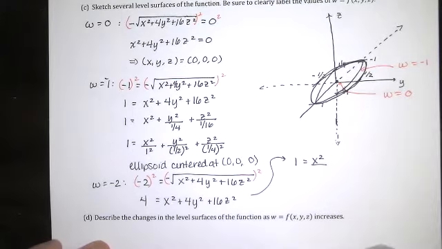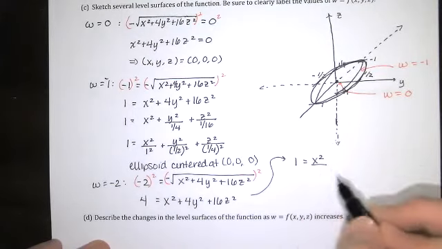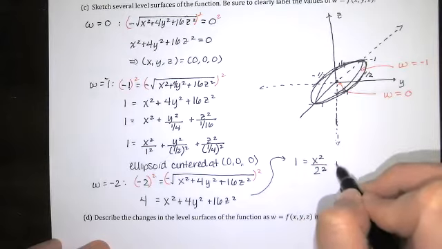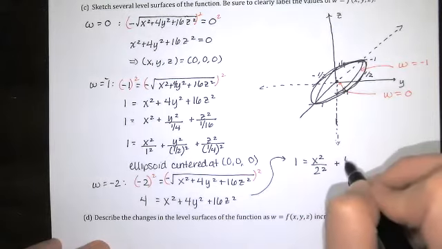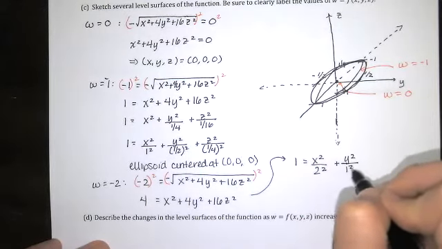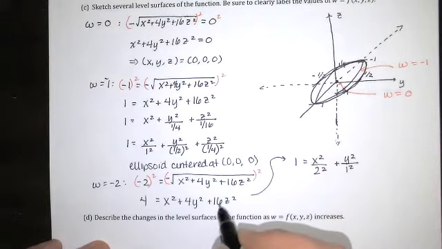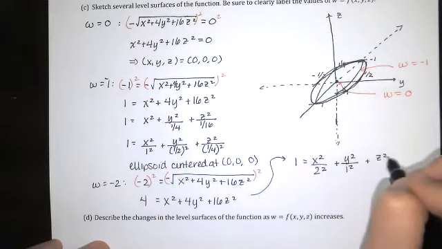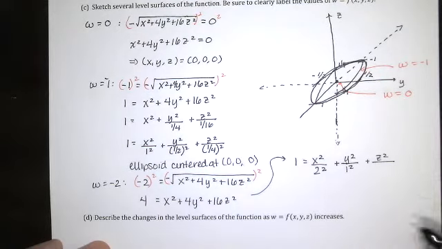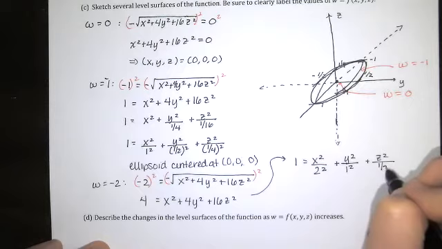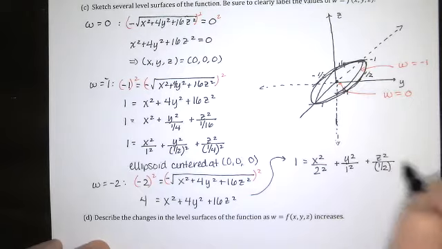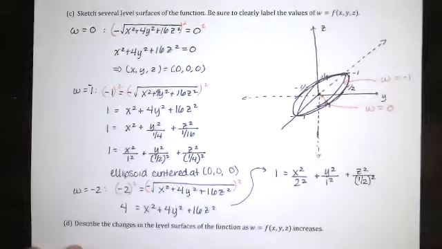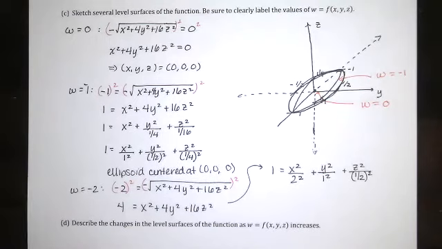I'm going to write that 4 as a 2 squared. So I've got x squared over 4, which is 2 squared, plus 4y squared over 4, which is just y squared over 1 squared. And then I'll have 16z squared over 4, which is 4z squared. But multiplying by 4 is the same as dividing by 1/4. And dividing by 1/4 is the same as dividing by 1/2 squared.